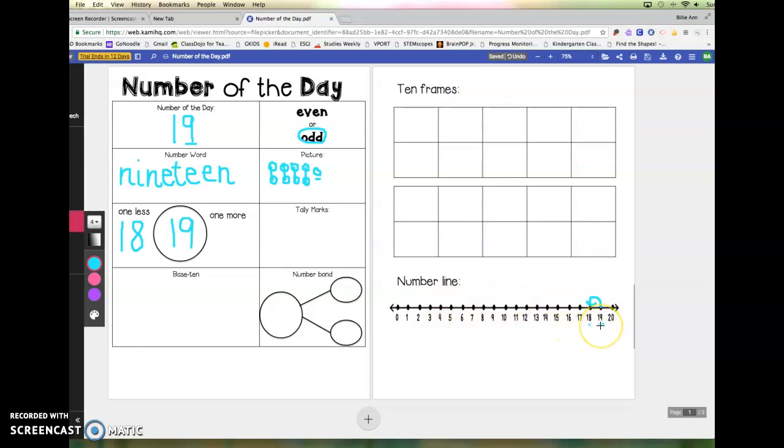So after 19, we're going to be moving up to the next group of 10s, right? So if we were counting by tens, it would be 10, 20. So after 19 comes 20. And we write 20, a 2 and a 0. So the number that comes before 19 is 18, and the number that comes after 19 is 20.